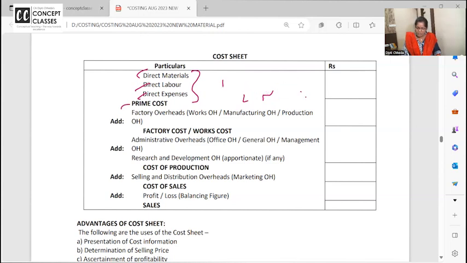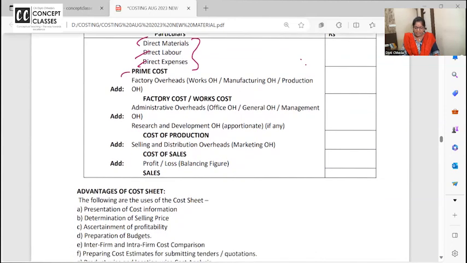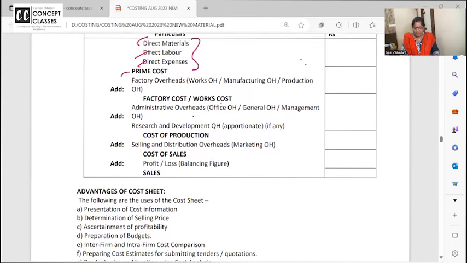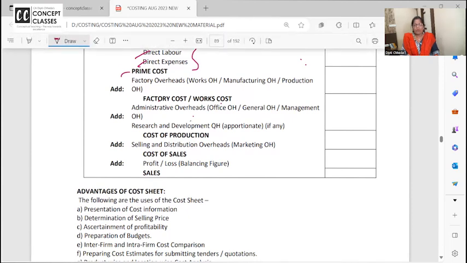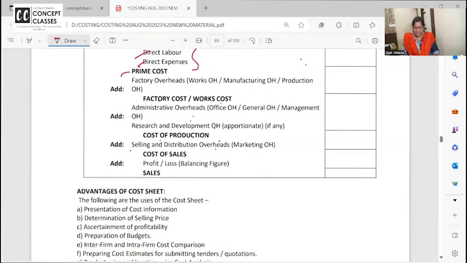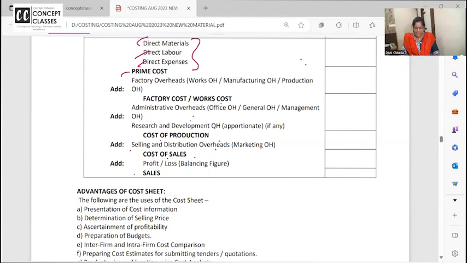Now after the prime cost, we add factory related expenses, supervisor salary, depreciation, insurance, repairs for whatever machinery we are using in the factory. We get factory cost or works cost. Add administrative overhead, which is related to the factory, research, development, office related cost. Then we get cost of production, and add selling expenses, we get cost of sales, add profit to get sales.